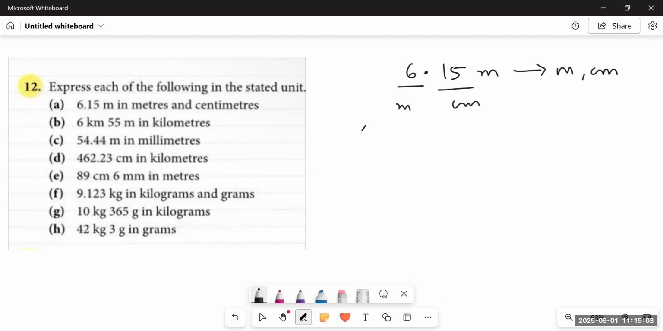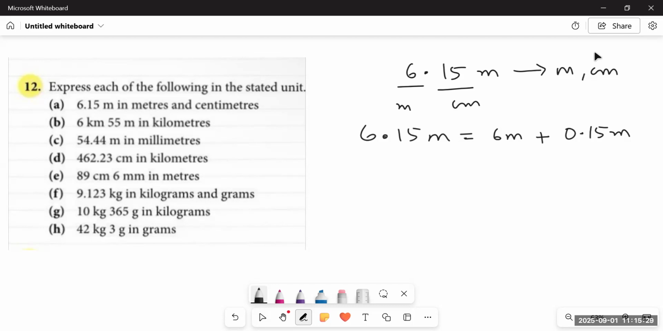So what are we going to do? We will split it into two parts. 6.15 meters is equal to 6 meters plus 0.15 meters, right? So whatever whole number we have, we're not going to change it. It will remain as it is. But for 0.15 meters, we will convert it into centimeters. We will only convert the decimal part into the smaller unit, okay?